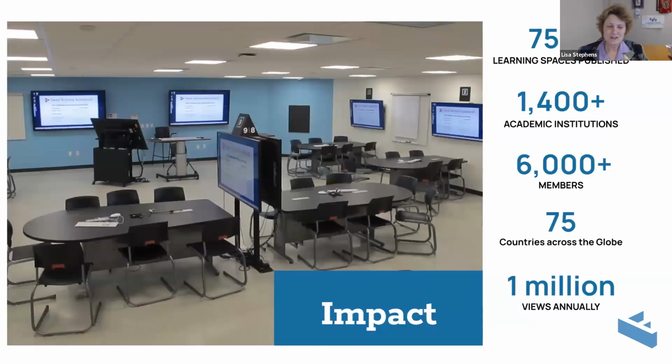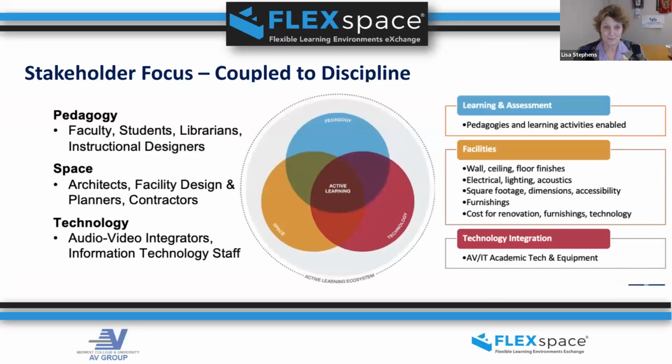And the stats are kind of fun. These are a little bit stale. We think there's closer to 800 spaces in there now, probably closer to 1,500 institutions, around 6,000 members. My favorite is that we have accounts in the system from 75 different countries. And of course, it's really nice to have a lot of annual views.